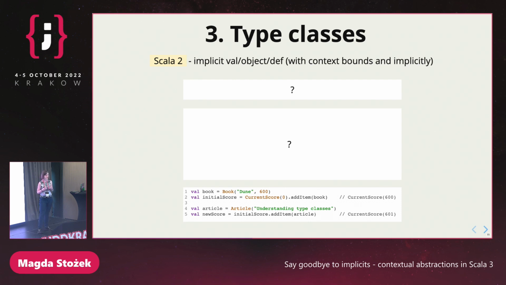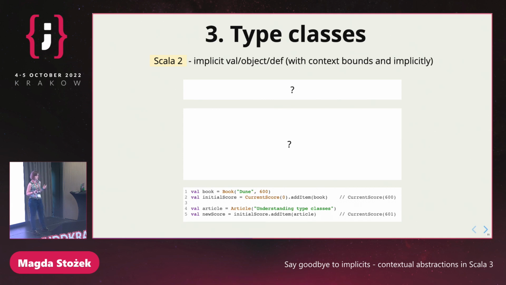So we want to, apart from the book type, have an article type, and we would like for them to be treated differently. So we would like to have a score, and if you add a book, then it's scored according to the number of pages. So for example, if you read Dune, you get 600 points. But you also have the article type, and if you add an article to your reading challenge, then you get just 1 point for each article. How can we achieve it?